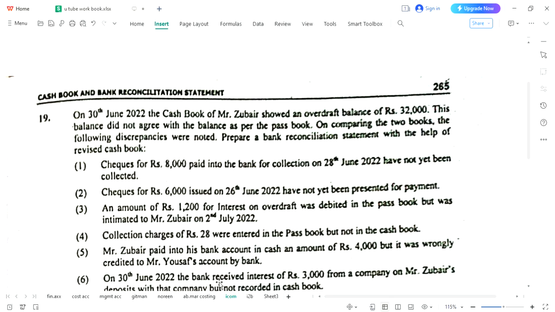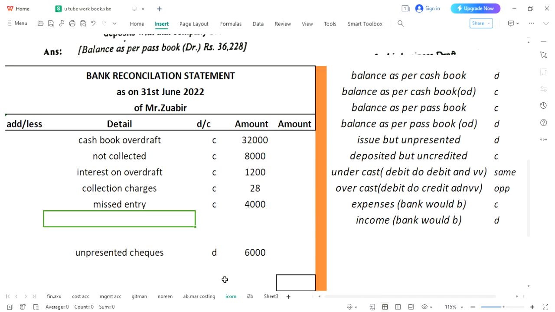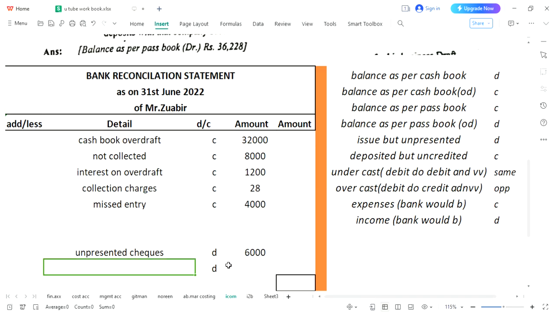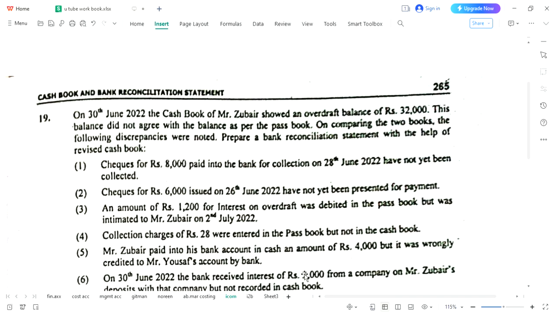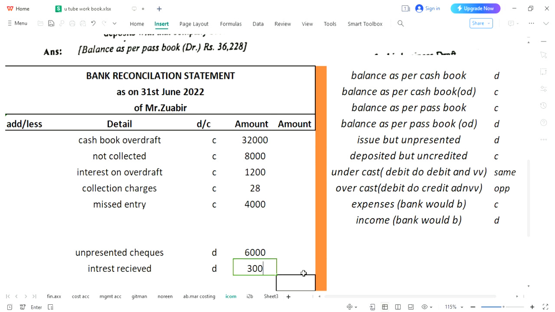On June, the bank received interest. Please note it down. It is received. Received means it is your income. Income means the bank has been increased. It should be debited. So we will put over here a debit, interest received, which should be debited. Let's see how much the amount is, and that is 3,000. Just put 3,000 over here.